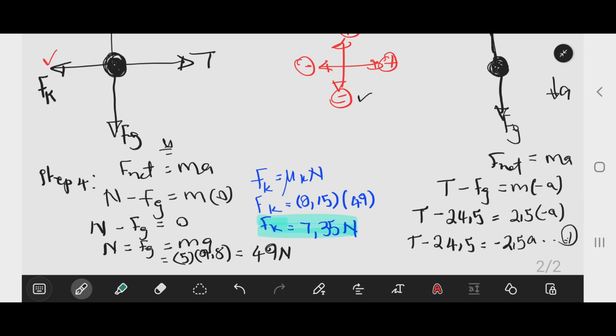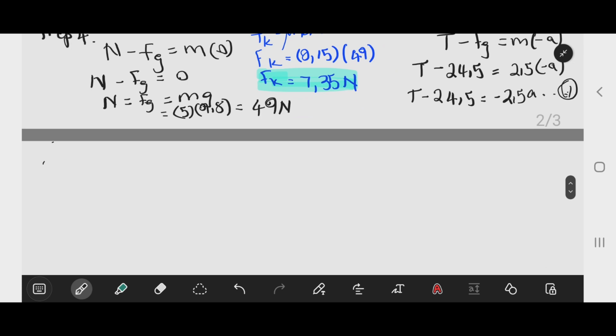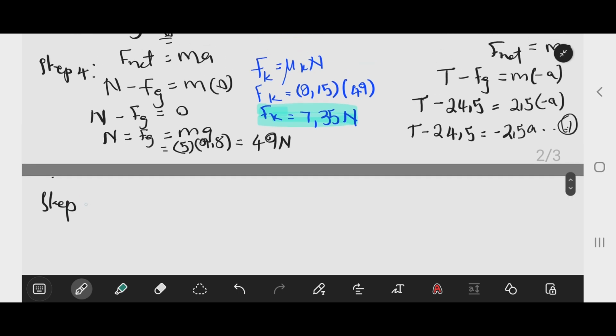So that is equation 1, because we have two unknowns in this equation. So we would say equation number 1. So we are done with Fnet in the y direction for both objects. So let us continue to step number 5, which is Fnet in the x direction.